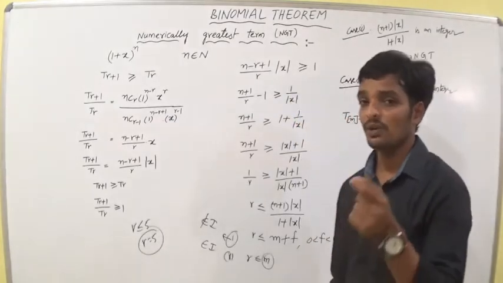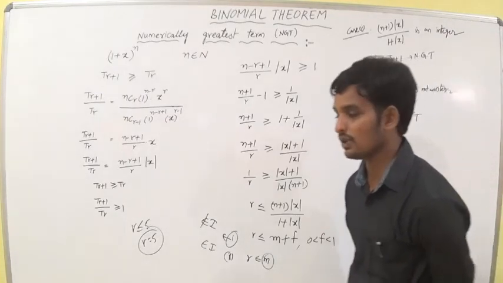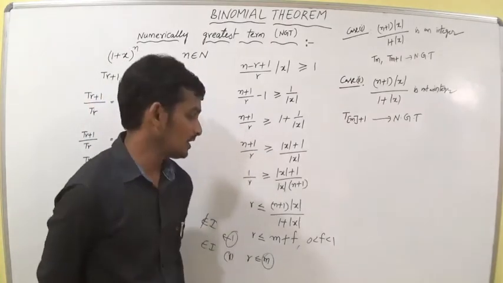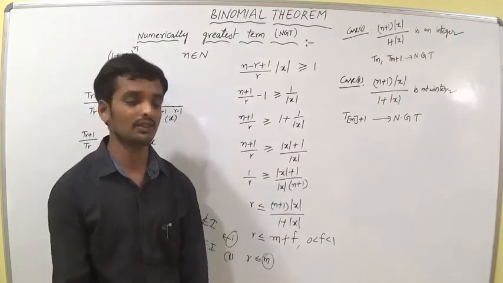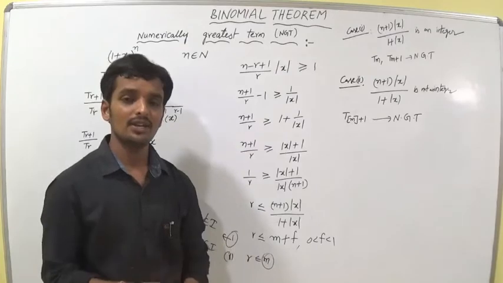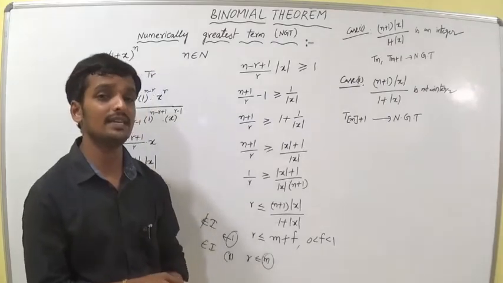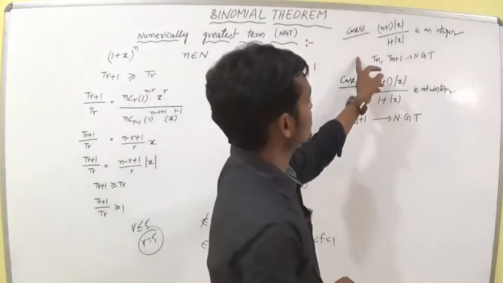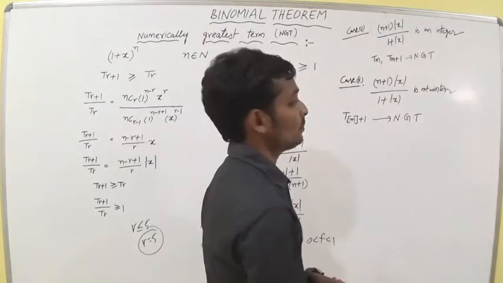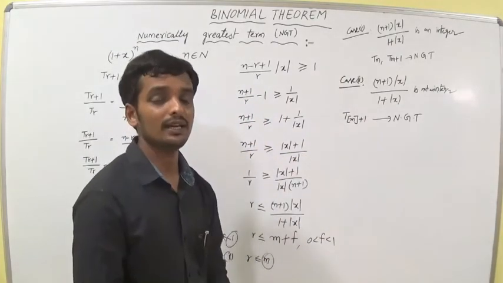By that process we can find a formula for r less than or equal to (n+1)|x| / (1+|x|). In that way we get two cases. Let the value of (n+1)|x| / (1+|x|) be called m. Either m is an integer, or m is not an integer. If m is an integer, then t_m and t_(m+1) are the numerically greatest terms. If m is not an integer, then t of the greatest integer of m, plus 1, is the numerically greatest term.